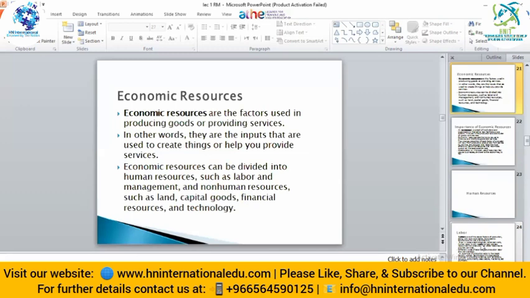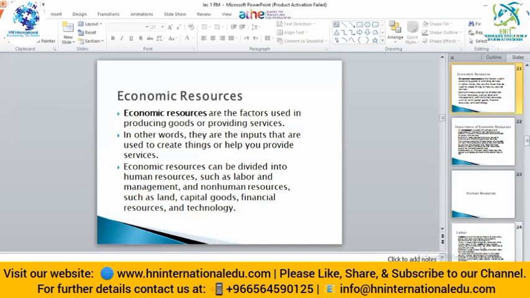Economic resources are the factors used in producing goods or providing services. So these are the resources that are needed whenever we are going towards the production level. That production is about any product or any service. In other words, these are the inputs that are used to create things or help you provide services, according to the demand of the user, like internet service or any other service. Economic resources can be divided into human resources such as labor and management, and non-human resources such as land, capital, goods, financial resources, and technology.